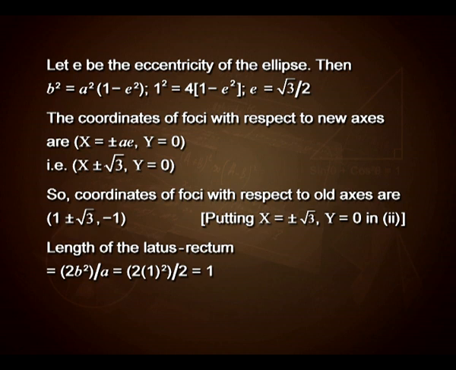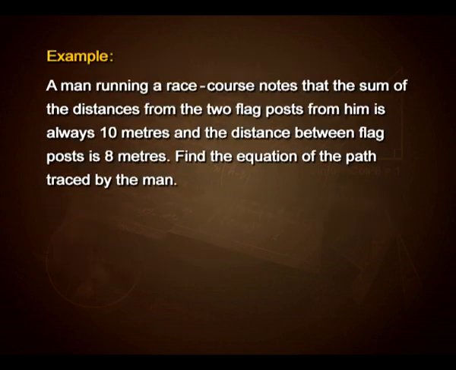Length of the latus rectum therefore becomes 2b square upon a, that is 2 into 1 square upon 2, that gives us 1. We have one more interesting problem here.